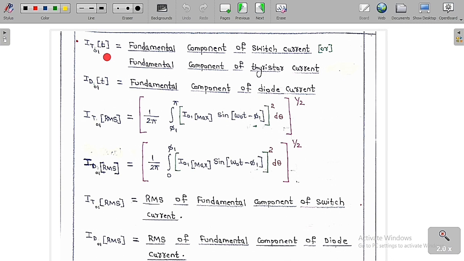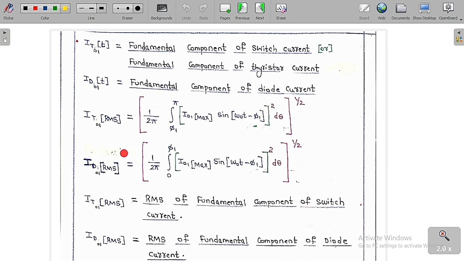Now we are going to find the fundamental component of the thyristor current. So iT01 of t means the fundamental component of the switch current or the thyristor current, whereas iD01 of t means it is the fundamental component of the diode current. So we are going to find these things.